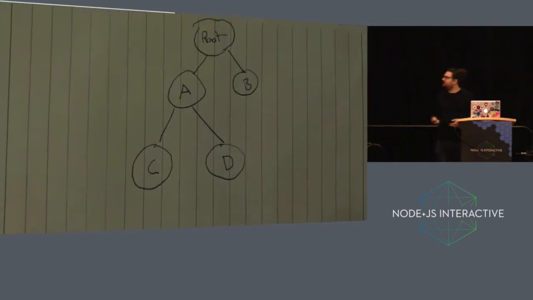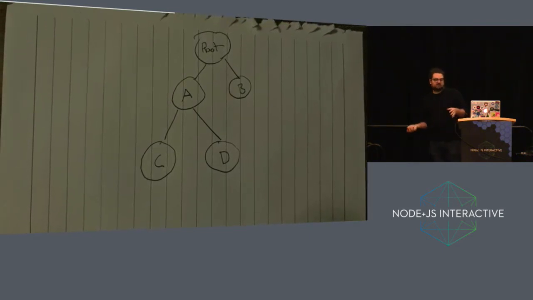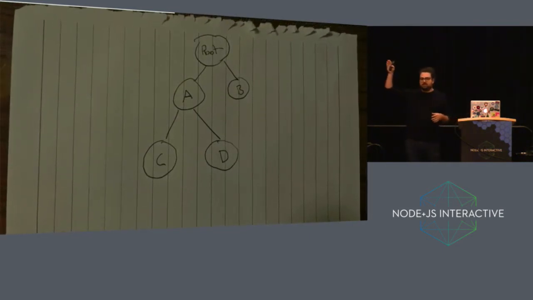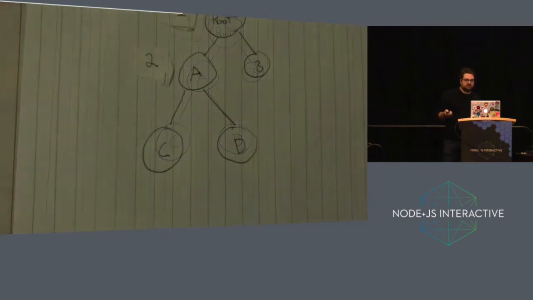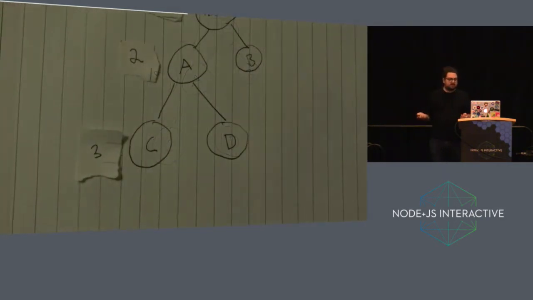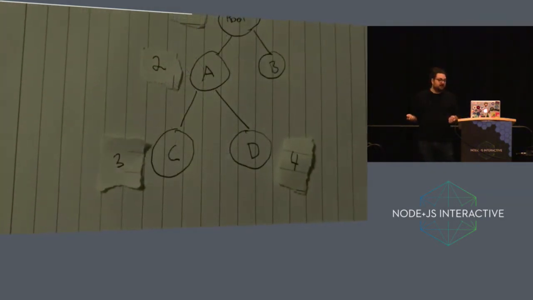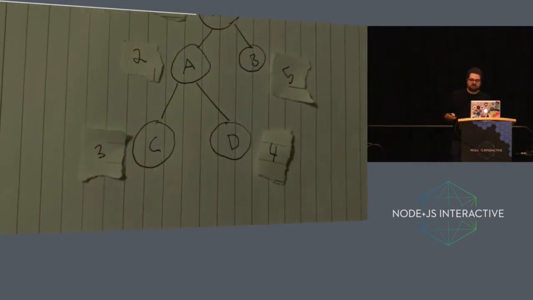So, a quick diagram that I sketched up for this: we have a module that starts at the root. The root imports A and imports B, and the module A imports C and D. During the link phase, the first thing is going to be the root, then it's going to be A, then it's going to be C, then it's going to be D, and then it's going to be B.